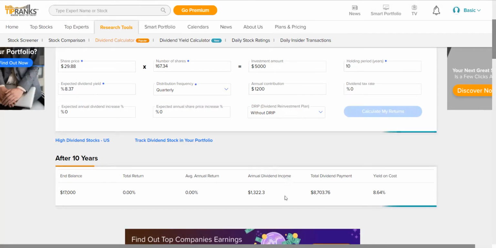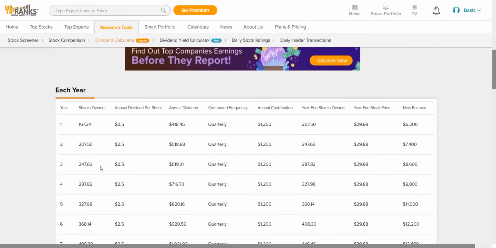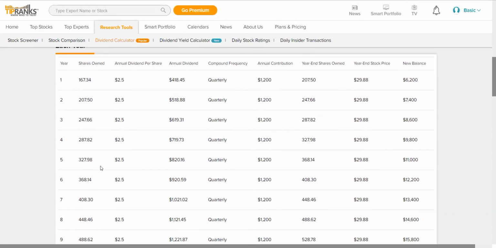But we can see that after 10 years, our annual dividend income is now $1,322 for a total payout of $8,703. So that would really give us a total of $25,703. So let me scroll down and let's take a look at the breakdown. So in year one, we had our initial 167 shares and we had a payout of $418. Year 2, we have more shares because we invested $100 every month for 10 years.